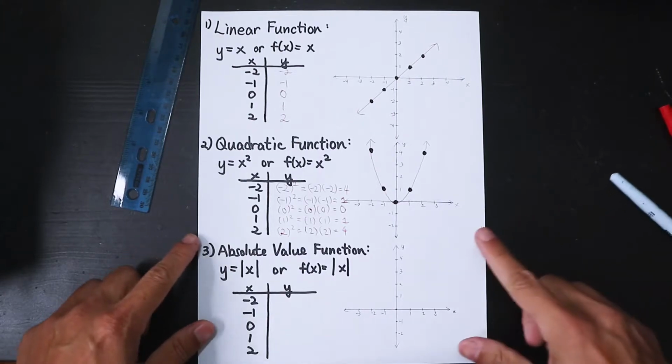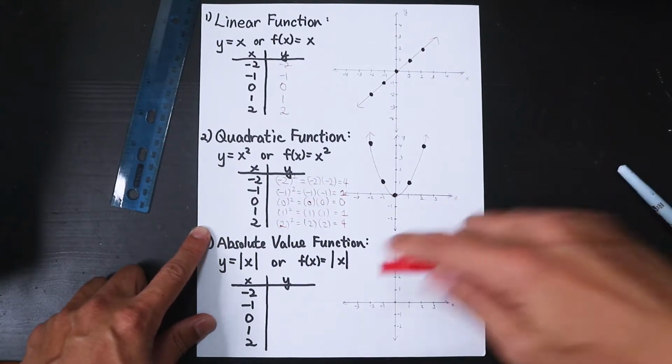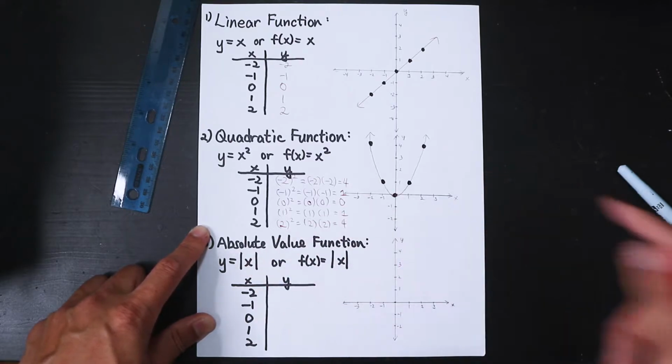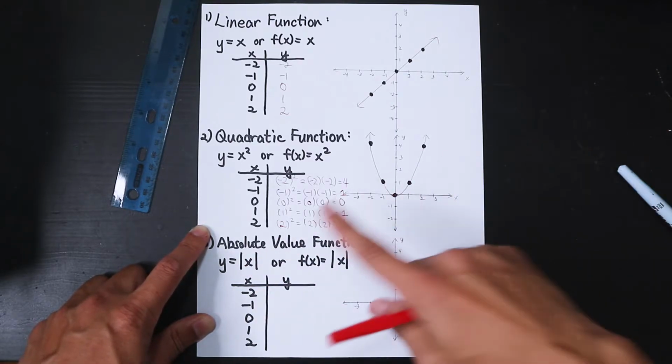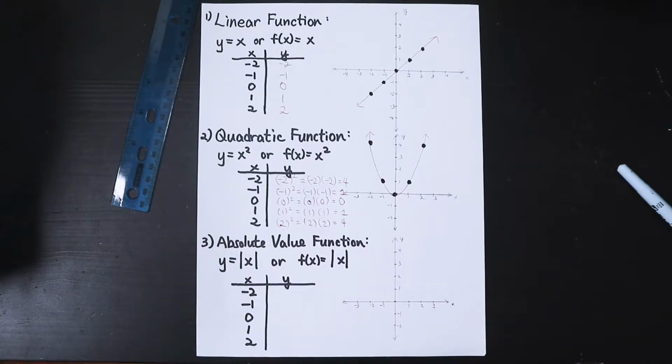Then at the end, you have something called an absolute value function. So whatever numbers you put in the absolute value, it's going to be positive. That's why it's called absolute value. You're going to make everything positive.